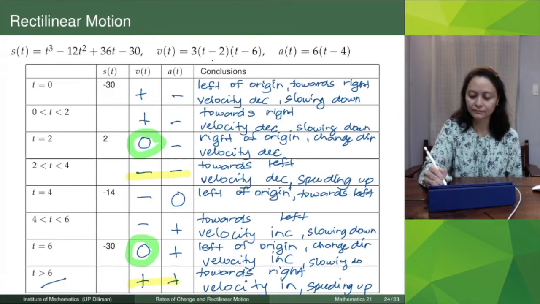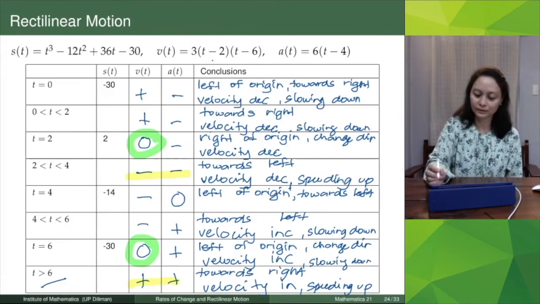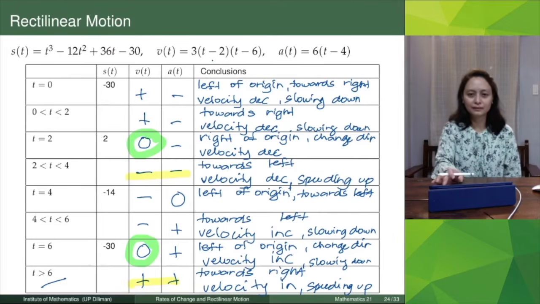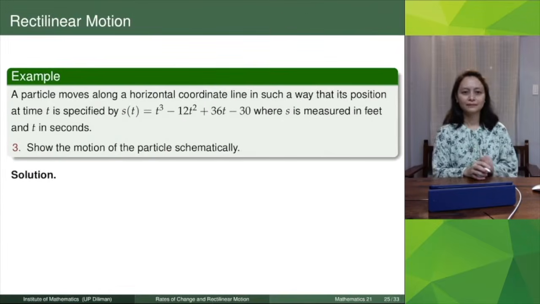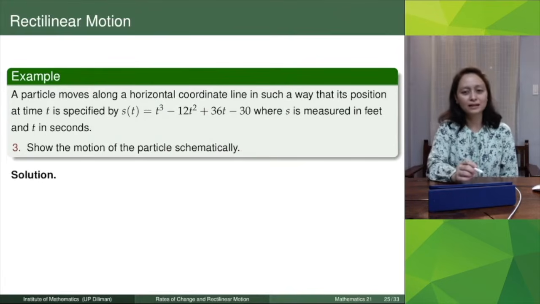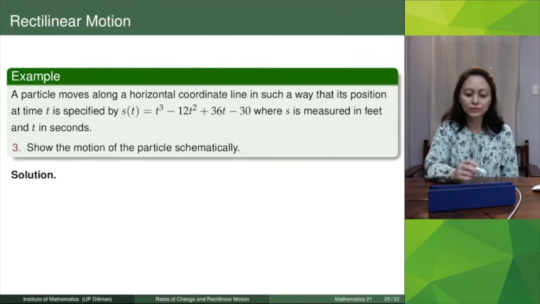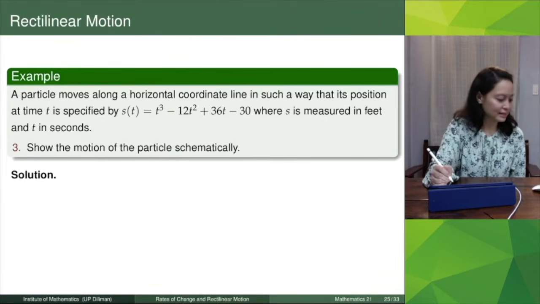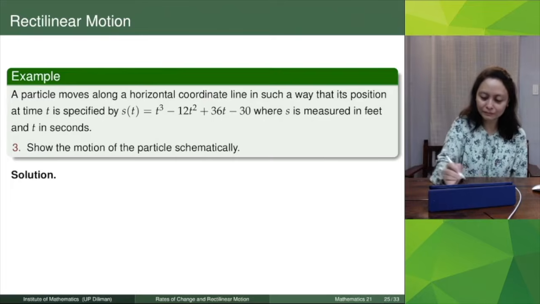Okay? Or delete na natin ito. Yan. Okay, so yun yung table natin. Next, problem number 3, we want to show the motion of the particle schematically. Sige, ilista lang natin ulit.